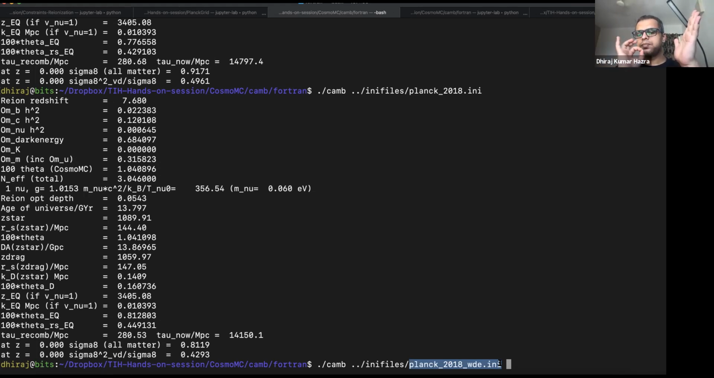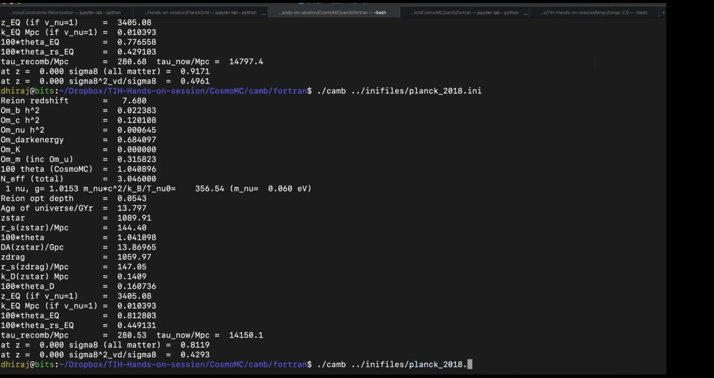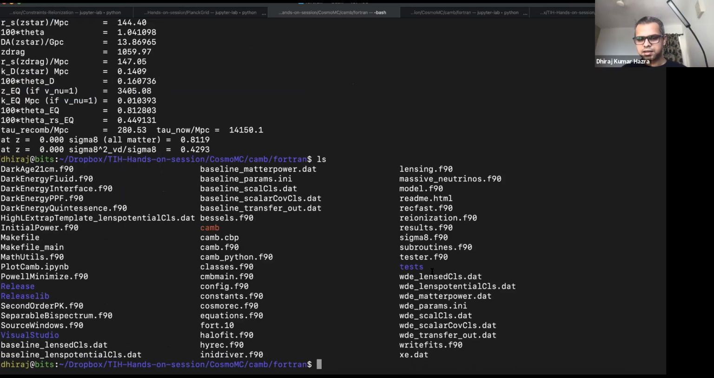Okay. When you run Planck_2018_WD.ini, after making this copy, you have to say W output route equal to WD and W equal to -2. You are changing the equation of state. So there should be 2 files. I'm showing you my directory structure.